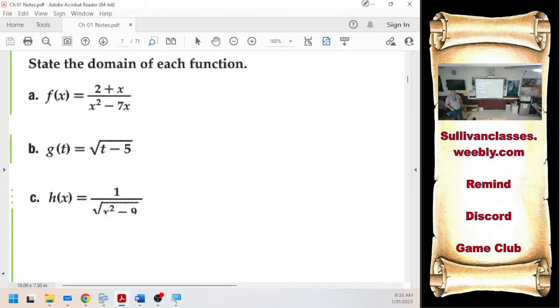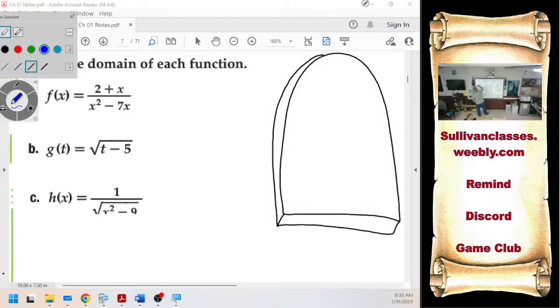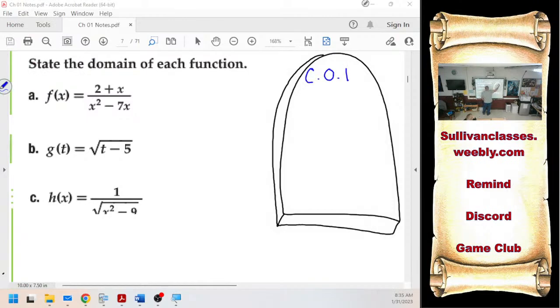Off to the side, we've already talked about these. The commandments of domain. And Mathocles comes down from the hill with the big stone tablet and says, number 1, thou shalt not, what? Don't you dare divide by 0. Thou shalt not divide by 0. I can't take something and divide it into 0 pieces.